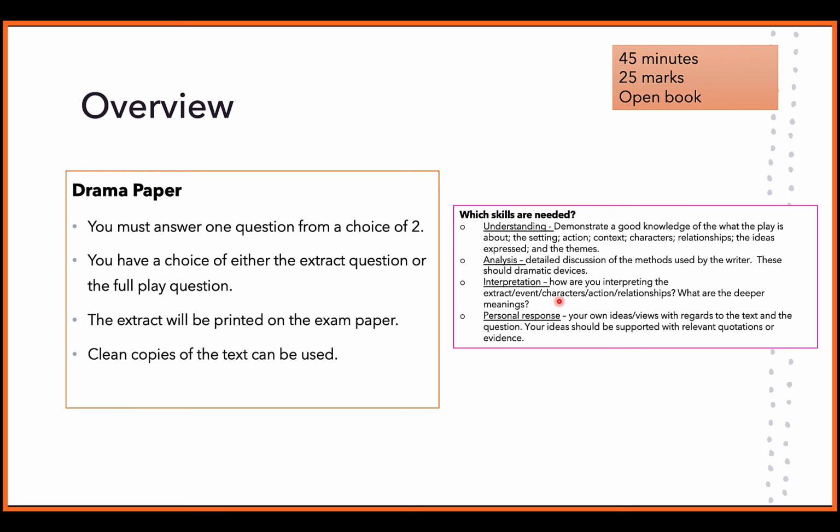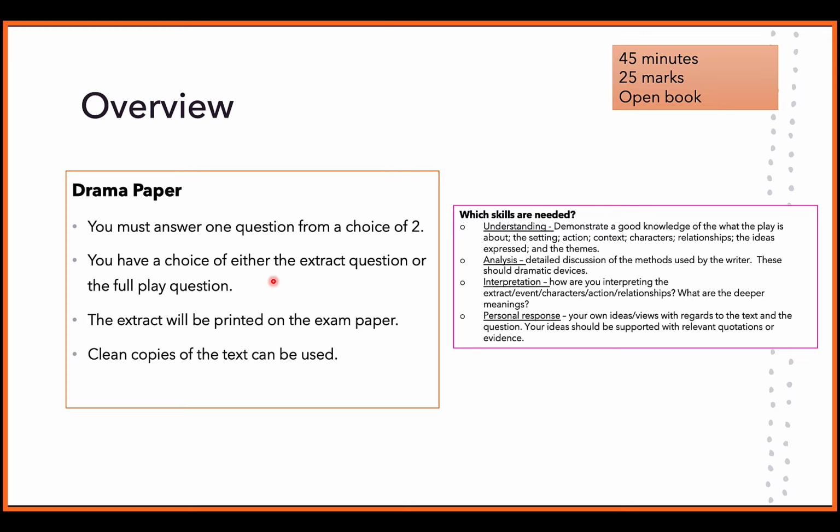Okay, so just a quick overview of this paper. It's 45 minutes long. You get 25 marks for this paper. It's just one question that you must answer and it's open book, so you will have a copy of the text with you. So this is your drama paper. You must answer one question from a choice of two on the text that you have been studying in class. You've got a choice of either the extract question or the full play question.